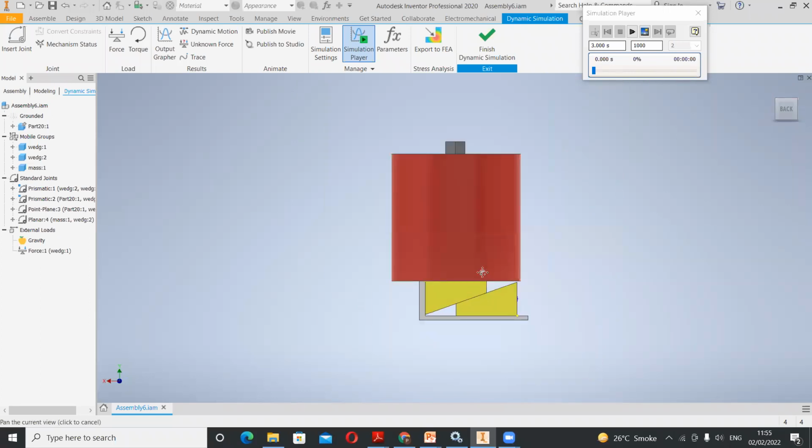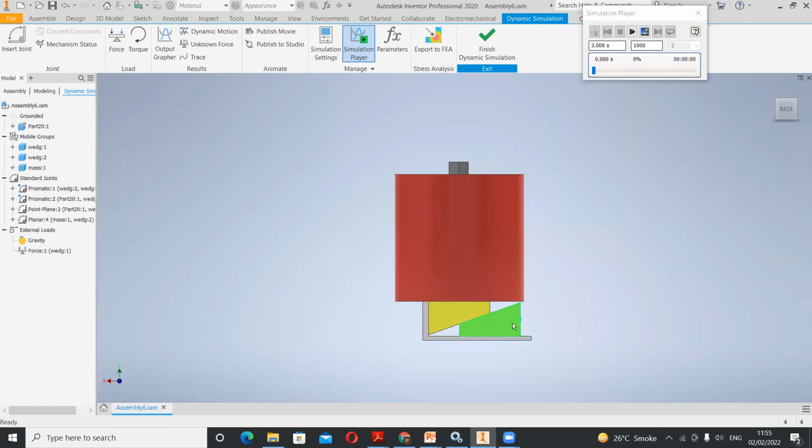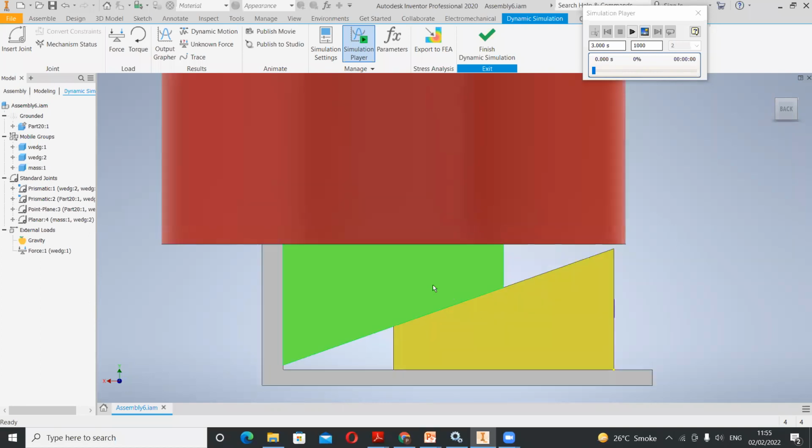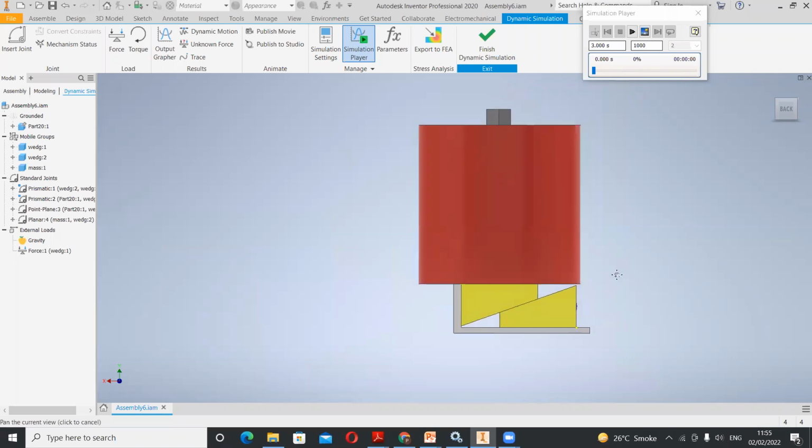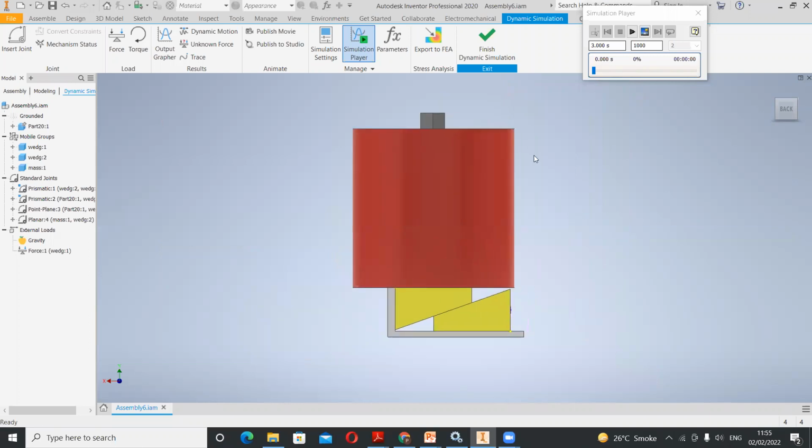For that, we will apply the force on this wedge in the negative x direction, or the leftward direction. Because of that, this wedge will slide on this wedge. At the same time, wedge A will slide on this vertical wall, and then it will lift the heavy load. So you can see this motion. I will play this simulation.